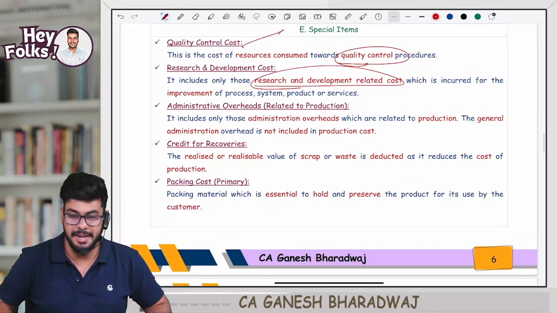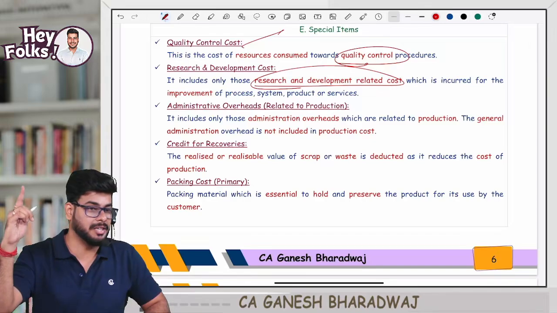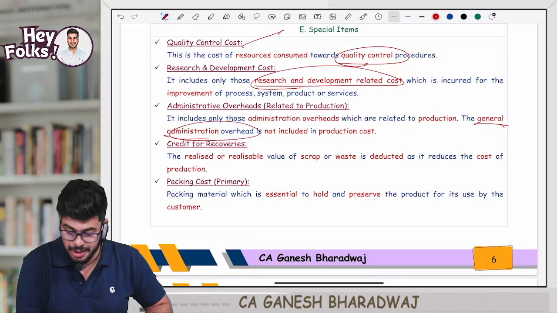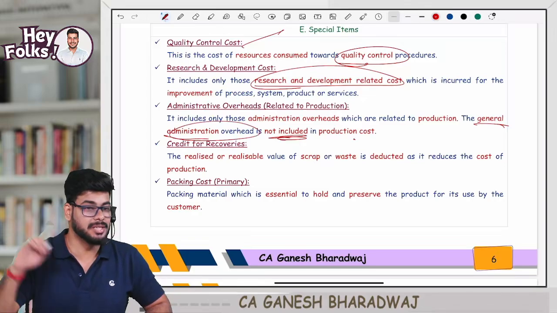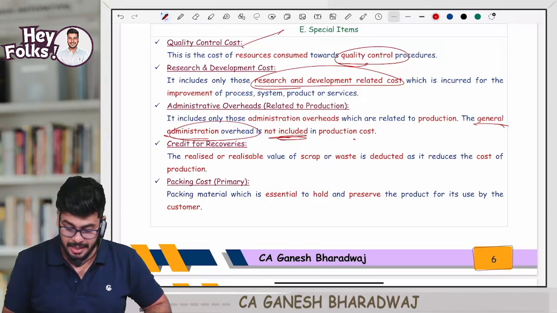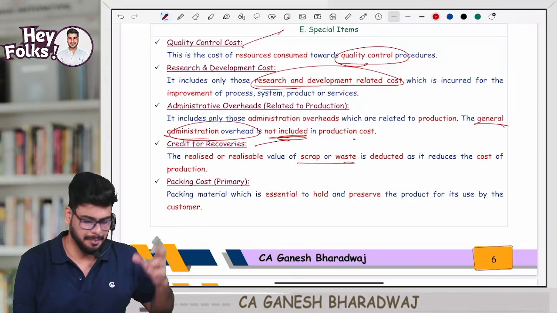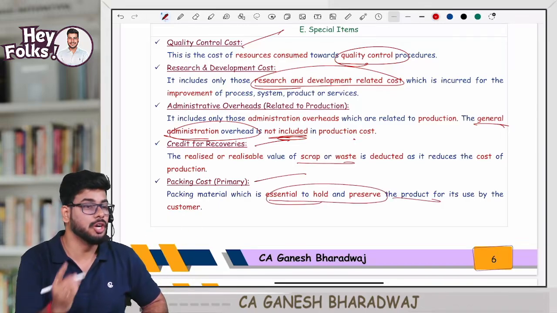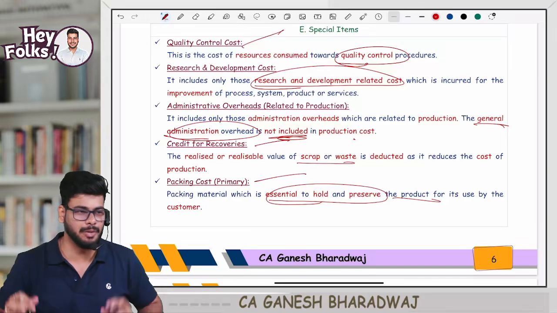Admin overheads related to production, I told you. AC room in a factory. Guys, clear with this? This is what they have mentioned. And the general administration overheads is not included here. This is different from that. Are you clear with this? Next, credit for recoveries, scrap income. Your primary packing cost, essential to hold and preserve the product. Coca-Cola example I told you. Guys, are you all able to follow this?